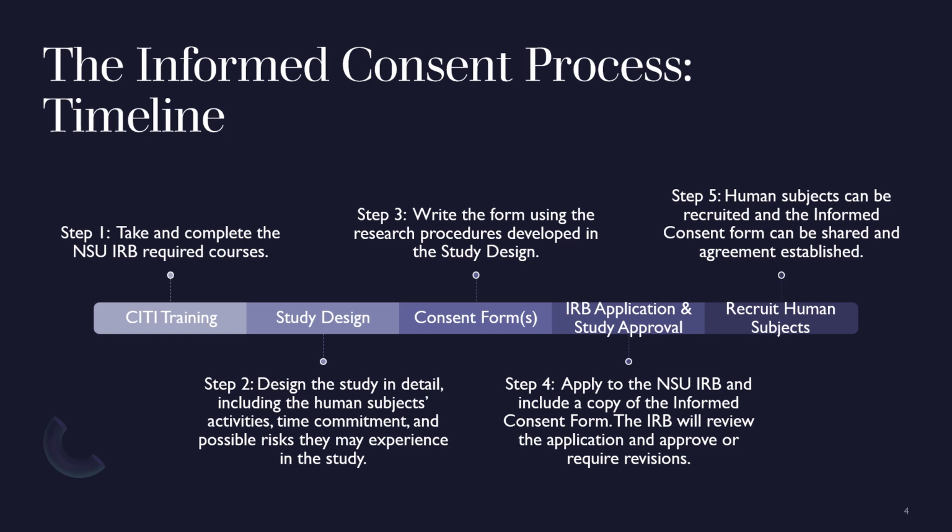Step 3, consent forms. Write the form using the research procedures developed in the study design. Step 4, IRB application and study approval. Apply to the NSU IRB and include a copy of the informed consent form. The IRB will review the application and approve or require revisions. And step 5, recruit human subjects. Human subjects can be recruited and the informed consent form can be shared and agreement established.